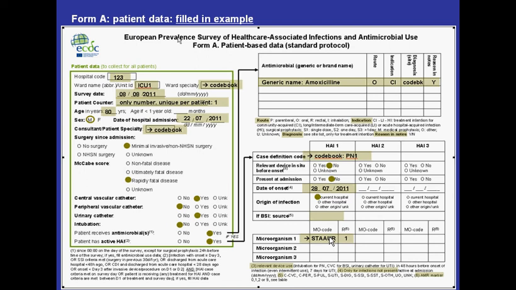If you do not have a second HAI in this patient, you have now finished with the HAI form. Therefore, you have finished with the patient form. In the next presentation, we will now show you how to input data of Form A and Form H into HELICS WinNet.